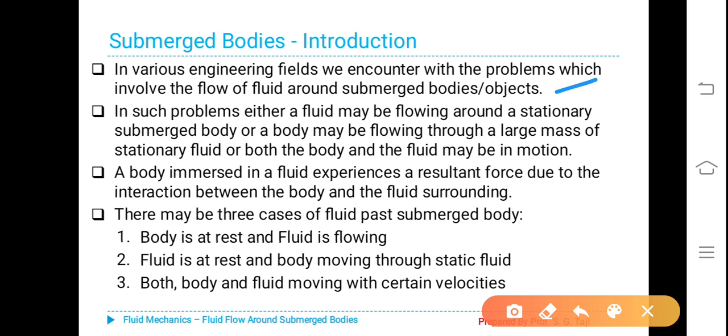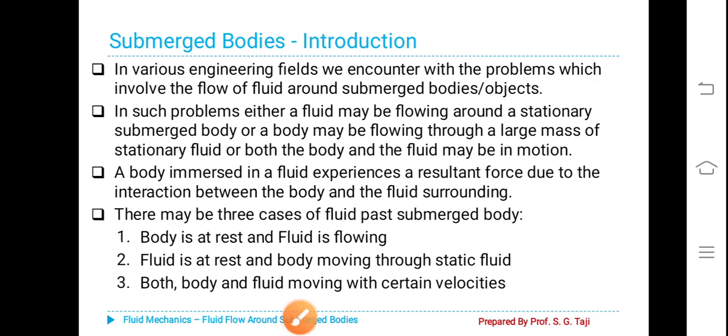A body immersed in a fluid experiences a resultant force due to the interaction between the body and the surrounding fluid. There may be three cases of fluid past a submerged body. Body is at rest and fluid is flowing. Fluid is at rest and body moving through static fluid. Both body and fluid moving with certain velocities.